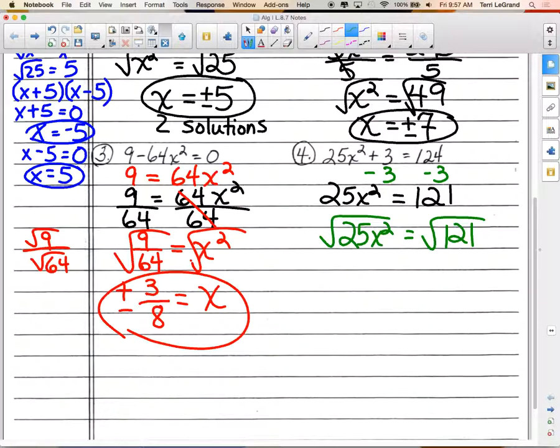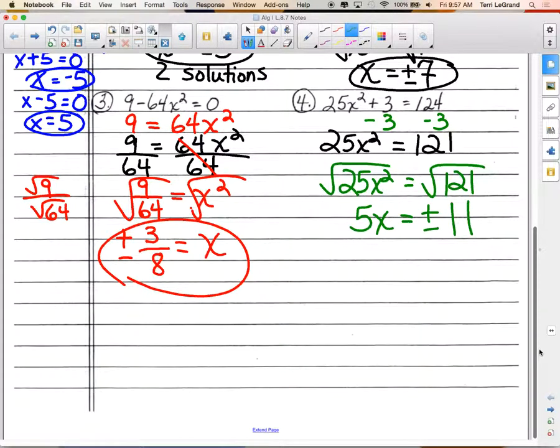Because what is the square root of 25x squared? 5x. Now, only one side has to be made a positive and a negative, not both of them. Okay? So, what's the square root of 121? A positive and a negative 11, right? And now what would we do? Of course we would divide both sides by 5. We can't leave it 5x. We have to get it just x. So we have this positive or negative 11 divided by 5.